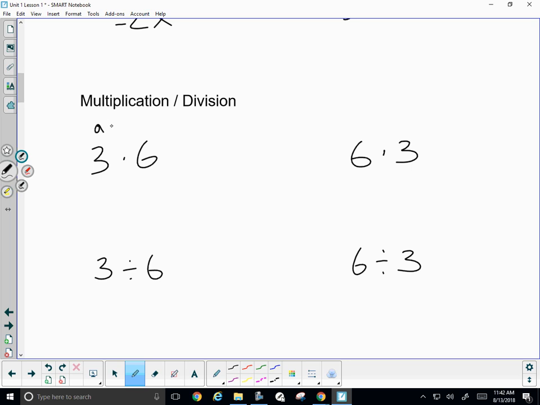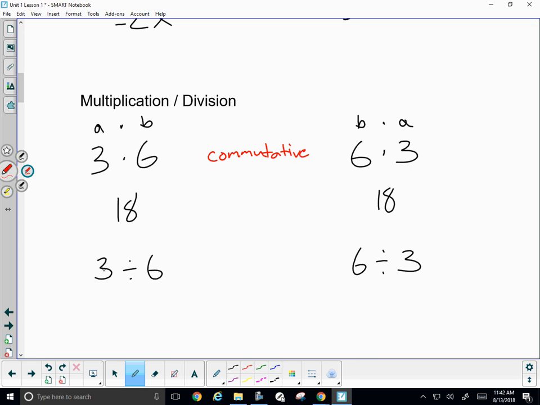Now, multiplication and division. Multiplication, also my friend, because if I multiply two things, a times b, or multiplying by b times a in an opposite order, multiplication will give you the same answer. 6 times 3 is the same as 3 times 6. So multiplication is my friend because it is commutative.